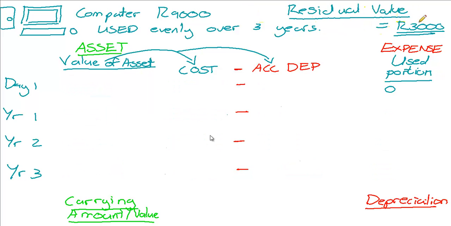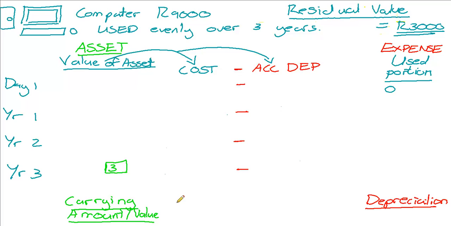Right, so here we've got exactly the same example, except now we've got a residual value of 3,000 Rand. So what that means is at the end of our last year, which is year 3, we are going to have 3,000 Rand, which will be the value of the asset that is unused. So 3,000 Rand of this asset will never be used because we're estimating that it's not practical for the whole computer to be used up, and at the end of the day about 3,000 Rand will remain. And that is called the residual value or the salvage value, which is also an estimate of the amount that we can sell this asset for at the end of its useful life.